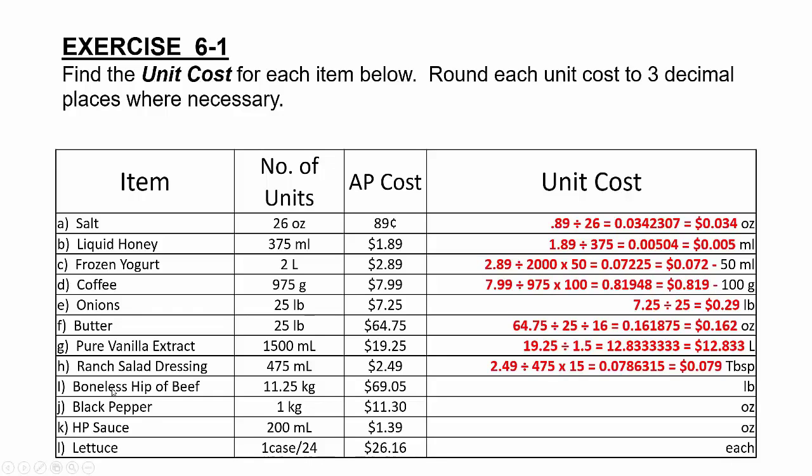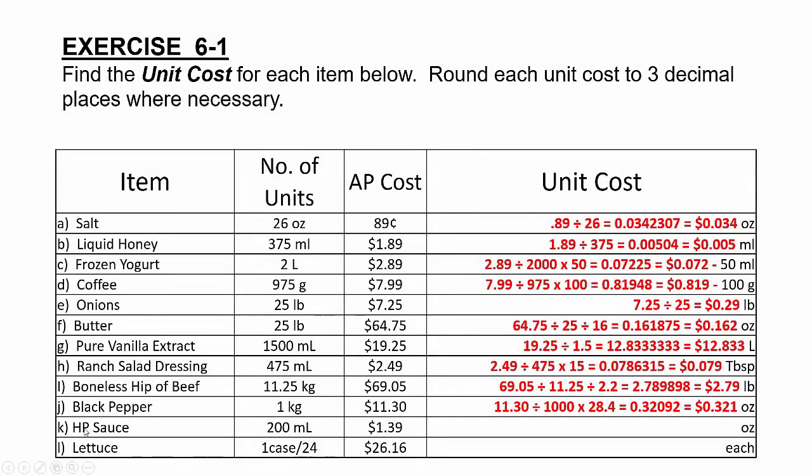So we look at our ranch salad dressing. We bought 475 milliliters and we paid $2.49, but here we want to know the cost of 1 tablespoon. It's very important to remember that there are 15 milliliters per tablespoon. So we take the regular AP cost of $2.49 and divide it by the amount of milliliters we received, which gives us the cost of 1 milliliter. Let's multiply that by 15, the amount of milliliters in the tablespoon. We get the unrounded and the final rounded answer of $0.079 per tablespoon.